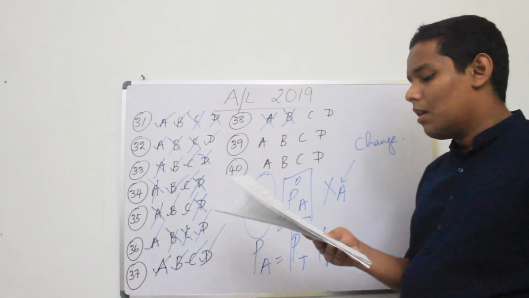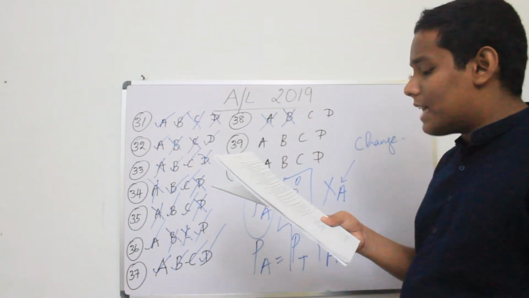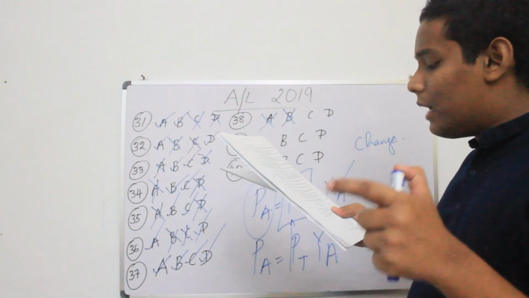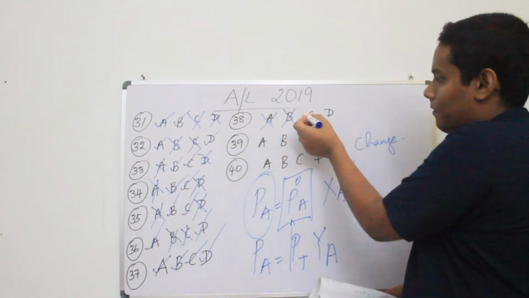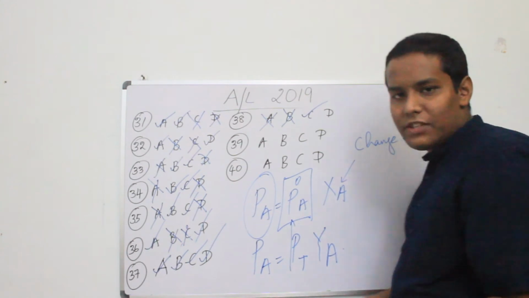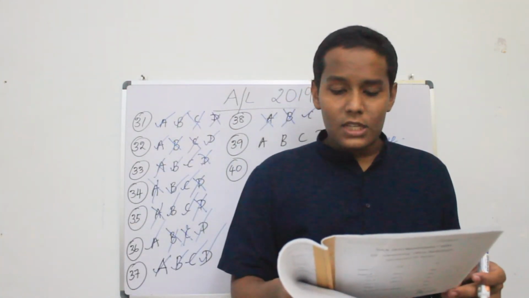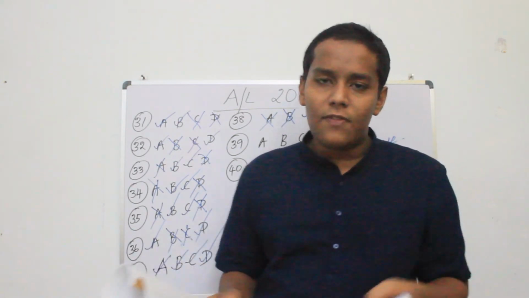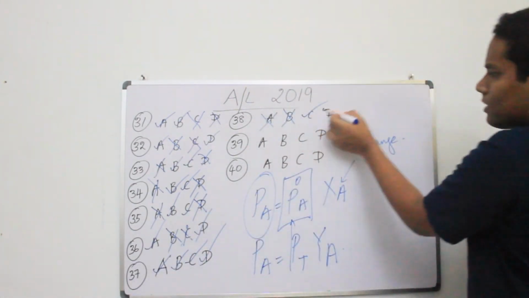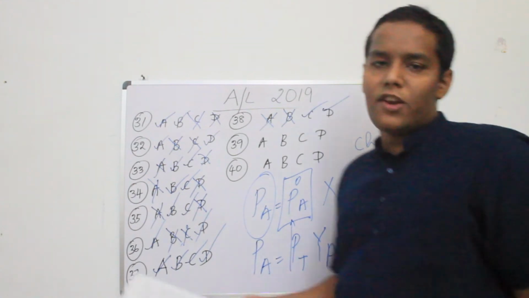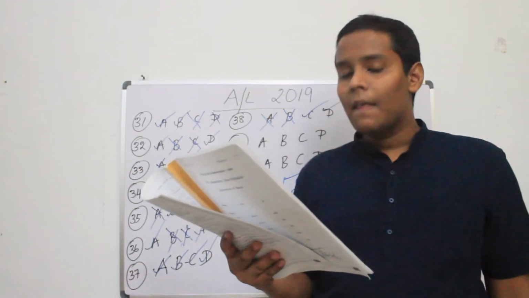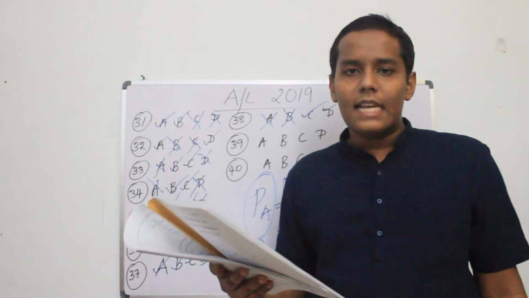C, while some amount of A and B go to the gaseous phase, the composition of the liquid phase changes. That's correct, no? From this, the composition of the liquid phase changes. D, while some amount of A and B go to the gaseous phase, the composition of the gaseous phase changes. Obviously, yes. So since C and D are correct, 38, your answer will be answer number 3. 38, answer is answer number 3.